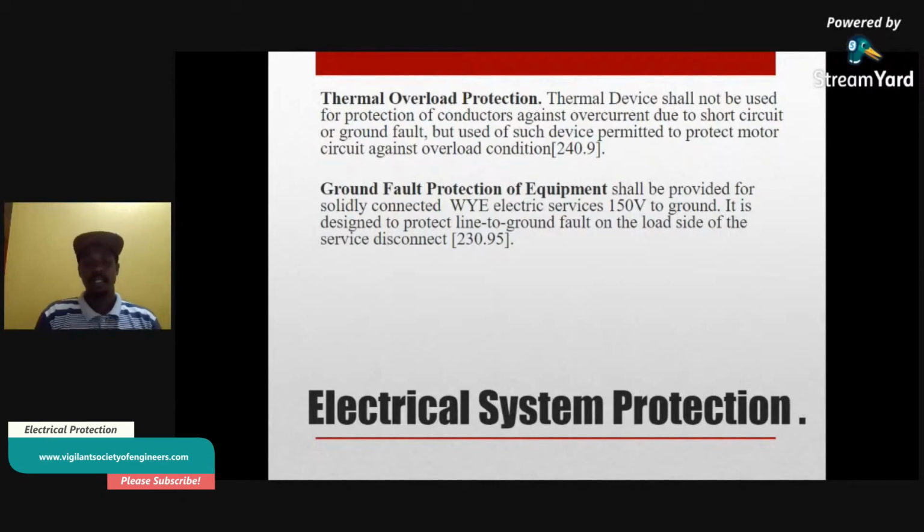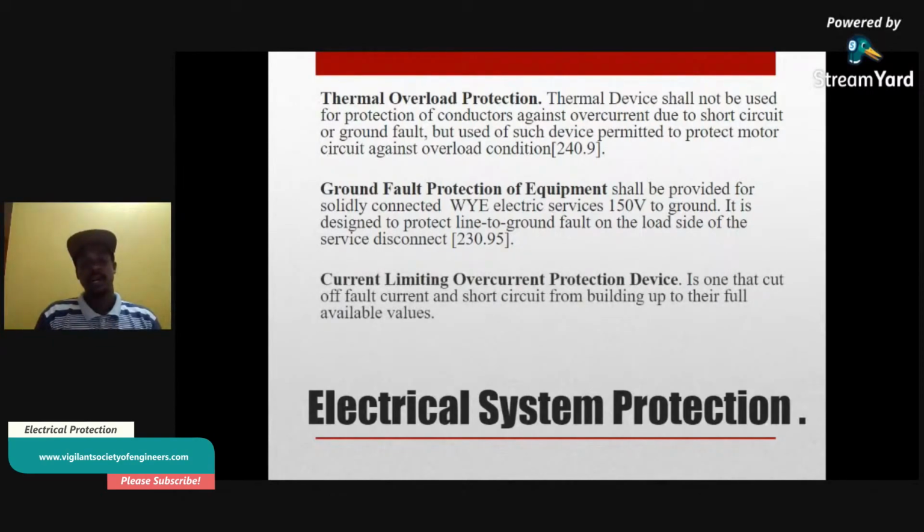All right? So for ground fault protection, we have to have it designed for the Y connected system, otherwise called star connected system. Normally, each phase is designed for 150 volts to ground, right? And it is so designed to protect on the load side of the service disconnect.